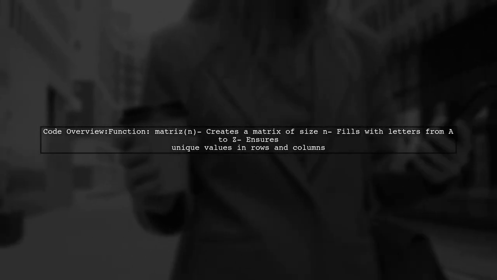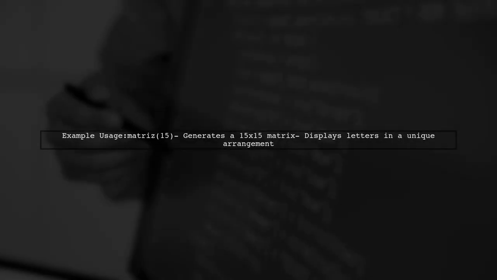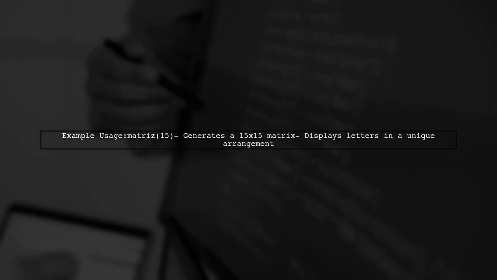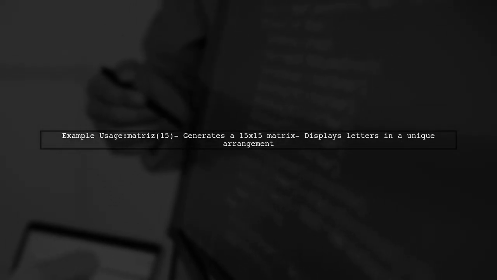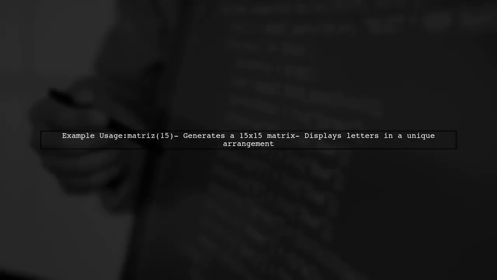The code defines a function that creates a matrix filled with letters, ensuring no duplicates in each row and column. The example shows how to call the function with a size of 15, resulting in a 15x15 matrix filled with letters.